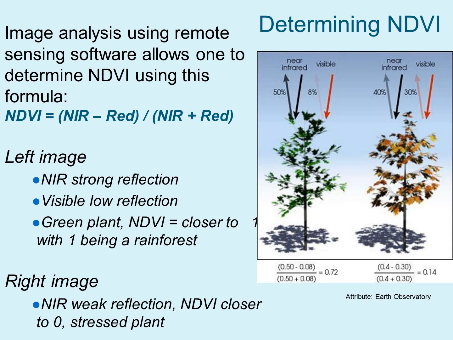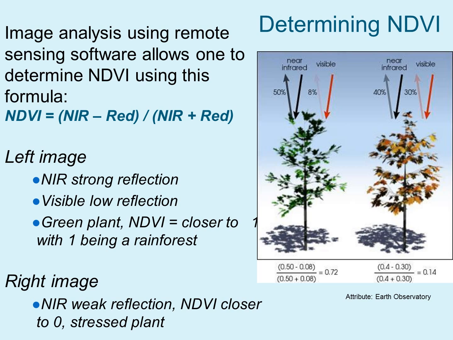We can determine the NDVI using image analysis. Image analysis uses remote sensing software, whether it's ArcGIS or ENVI, to determine the NDVI. And the NDVI is determined using the following formula. Near-infrared minus red over near-infrared plus red.